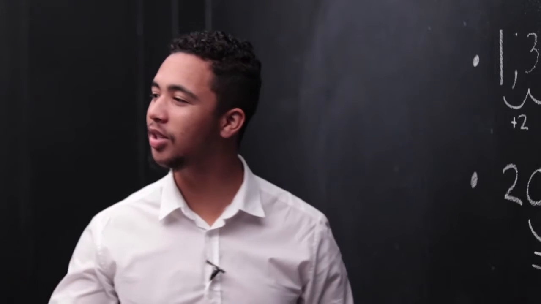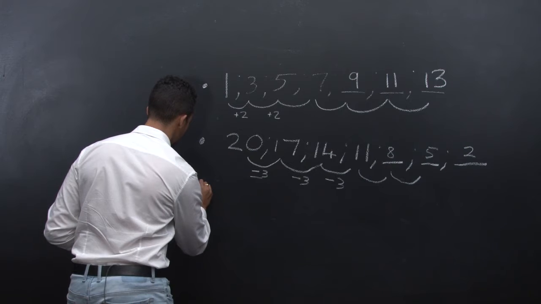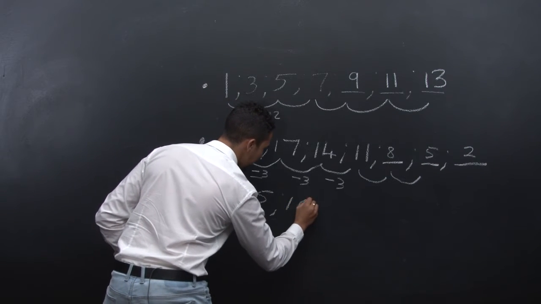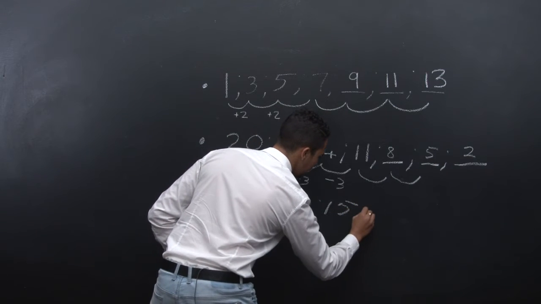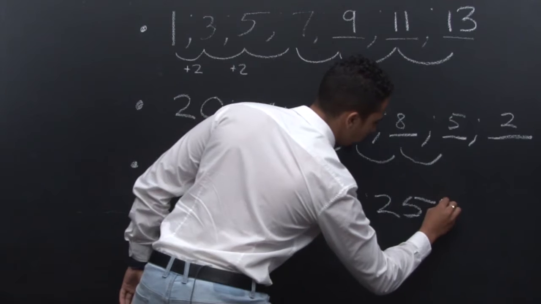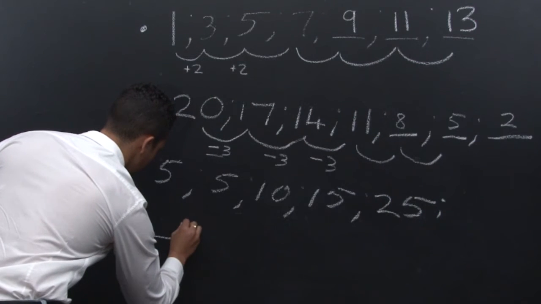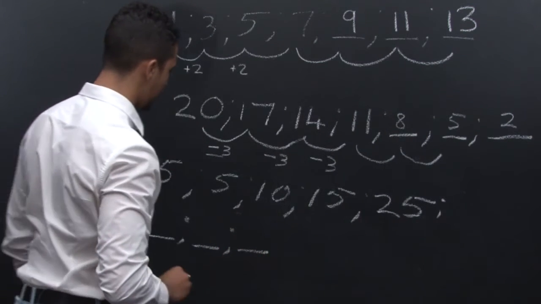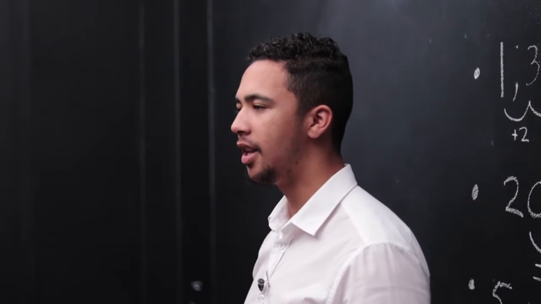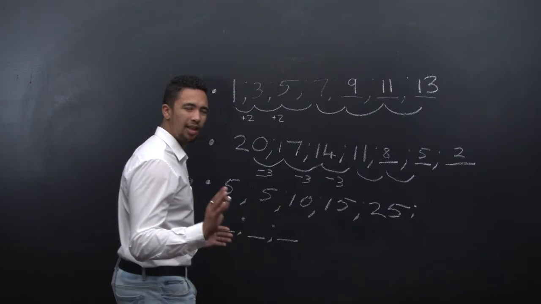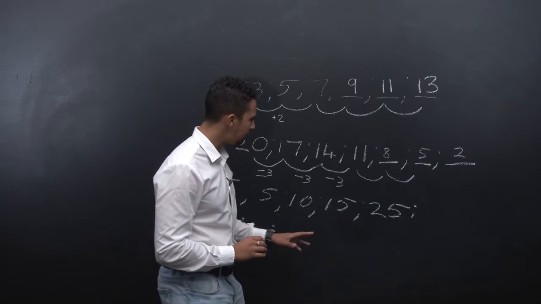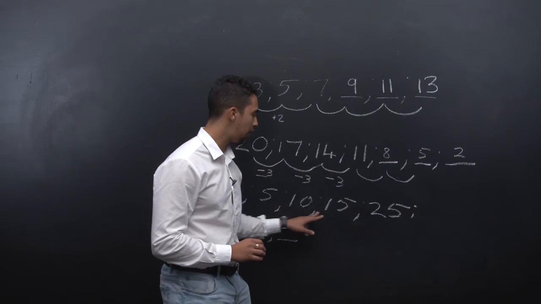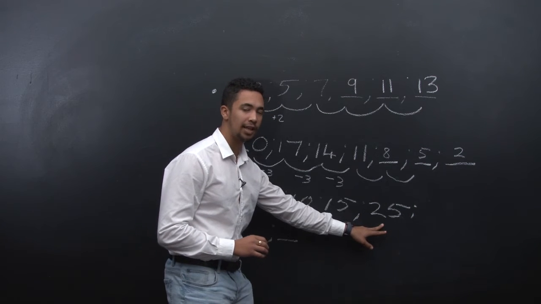So let's take a look at a more tricky example. If we are given the numbers 5, 5, 10, 15, and 25. So let's find the number pattern. So let's look at this number pattern a little bit differently. So over here we can see 15 plus what gives us 25? 15 plus 10. So these two values added together gave me 25. Let's test this theory.